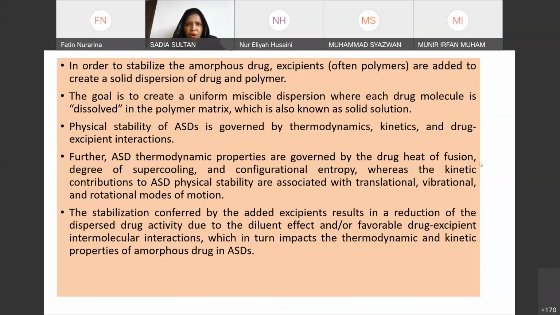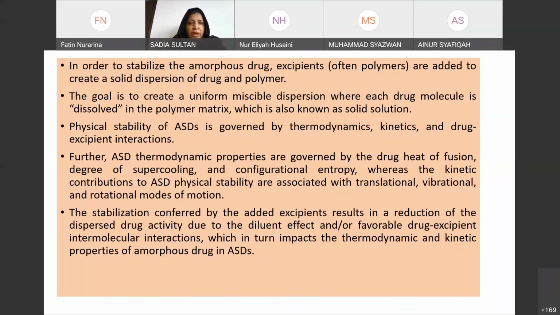Physical stability of an amorphous solid drug. Okay, this is very important. The physical stability of an amorphous solid drug is governed by thermodynamics. So how can we say the amorphous solid drug is physically stable? It is on the basis of its thermodynamics, kinetics, and drug excipient interactions, right? How it goes into the body, how it works, how it releases energy and absorbs, this is thermodynamics, and there is drug excipient interaction as well.